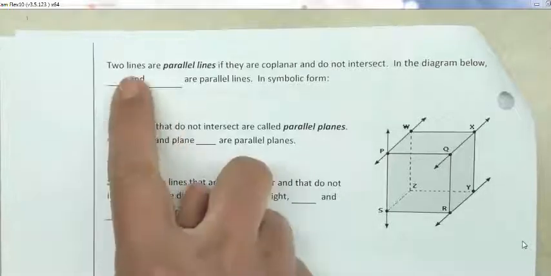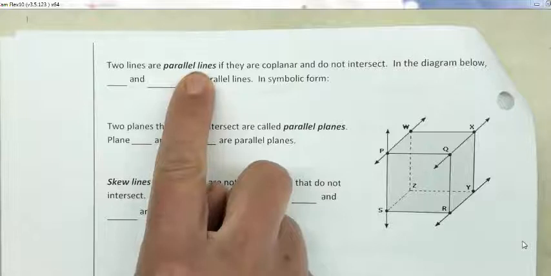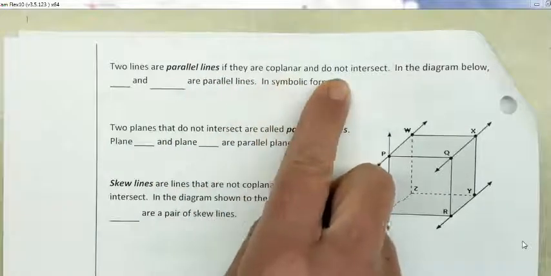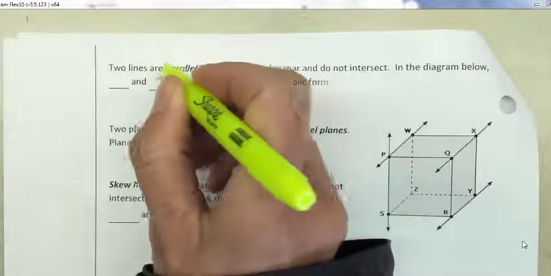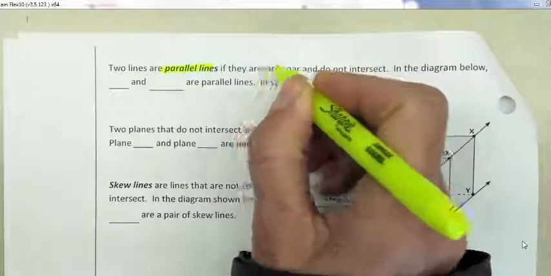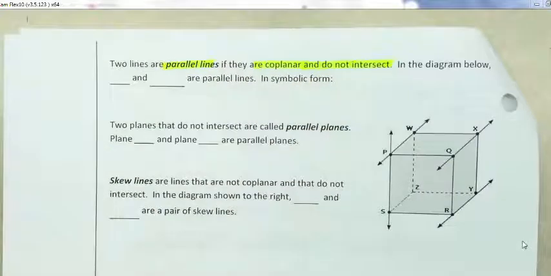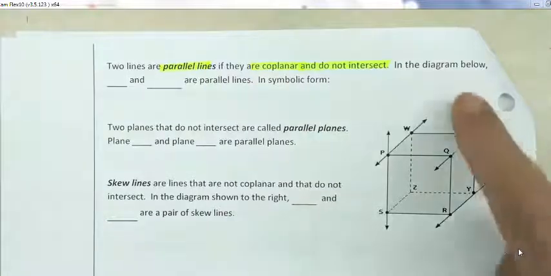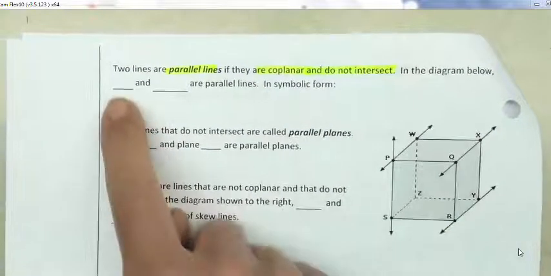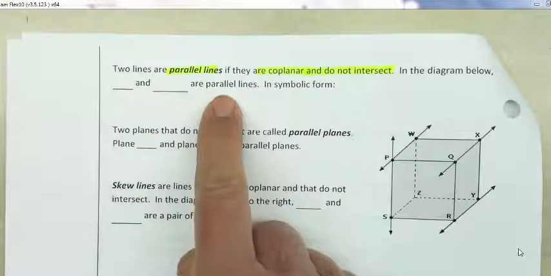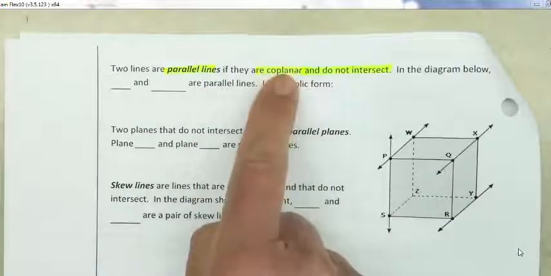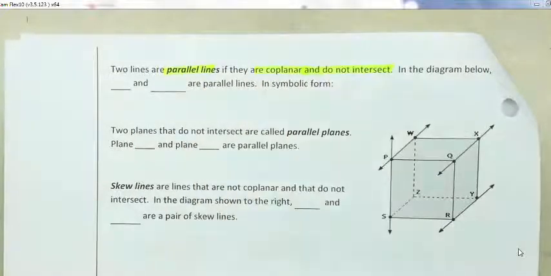So we know that two lines are parallel lines if they are coplanar and do not intersect. So parallel lines are coplanar, meaning they're in the same plane, and do not intersect. So in this diagram below, we're going to find two lines that are parallel lines, meaning they're in the same plane and they don't intersect.